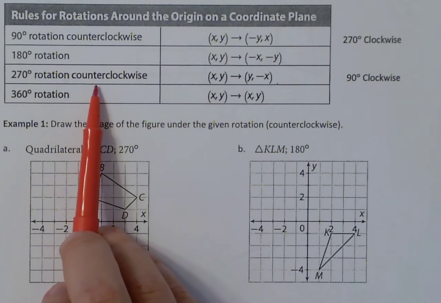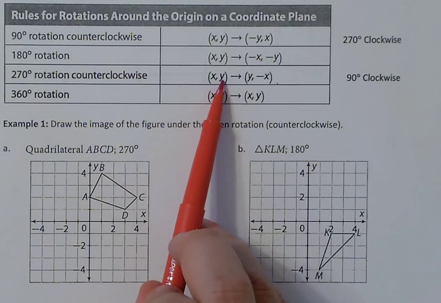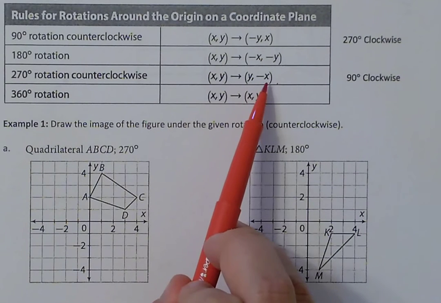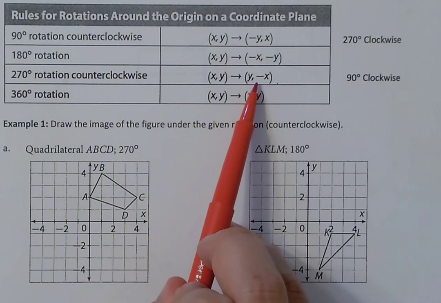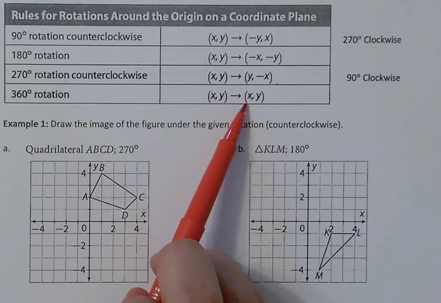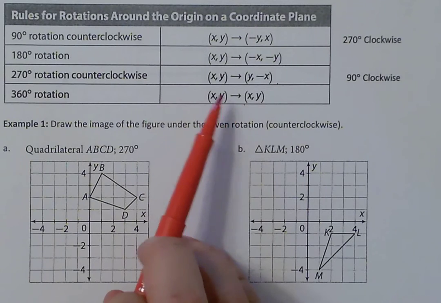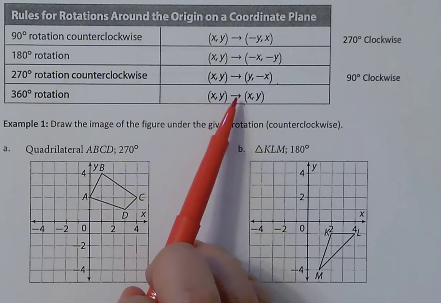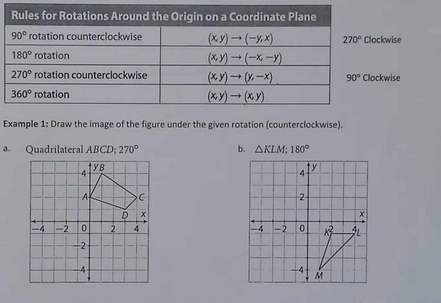A 270-degree rotation counterclockwise goes from (x, y) to (y, negative x). So you're going to flip x and y, and you're going to change the sign on the old x, or the new y. Now, a 360-degree rotation just ends up back at its same spot, so we're not going to really worry about doing that. Don't worry about memorizing it. In fact, it's really never going to pop up in your questions.